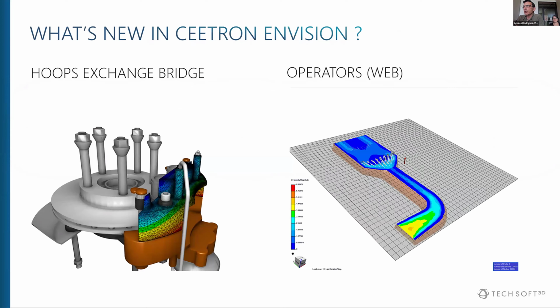For those who are our partners, I wanted to give a bit of insight of what's new. We have now released a Hoops Exchange bridge with CEETRON Envision. This allows to bring in CAD models alongside CAE models within the same view, extending the capabilities of Envision for pre-processing. We're going to be releasing operators within the next few weeks. These are operators allowing you to develop custom UI interactions within a view. So anything that has to do with the keyboard or the mouse, you can develop your own type of user interaction embedded in the view.